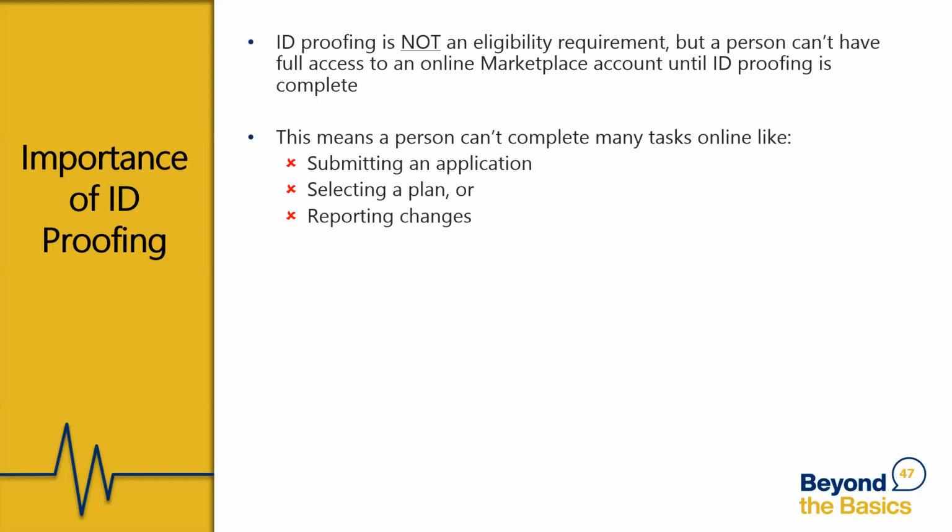It allows you to select the plan online. It allows you to report changes later on in your application electronically without having to call the call center. So it's great if you are able to get an account on healthcare.gov and or your state that has been identity proofed for a variety of reasons. It's just much more helpful to be able to operate within an online environment. Next slide.